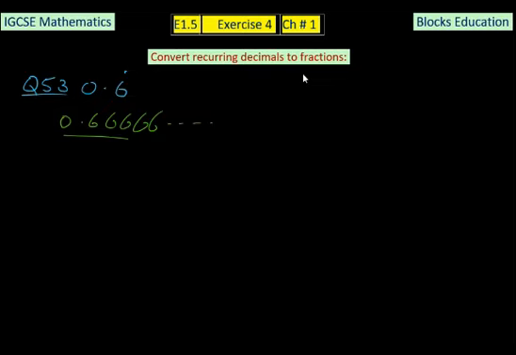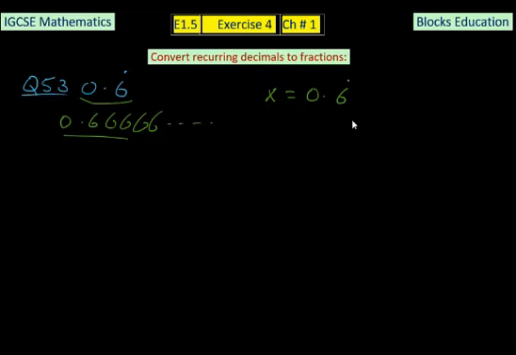Guys, this is a very simple technique to convert any recurring decimal into a fraction. First of all, you have to write this number equal to a variable. Let's suppose I take a variable x. Just place that number: x equals 0.6 with a dot on it, because this 6 is repeating itself. The second, most important part is that you have to multiply both sides.